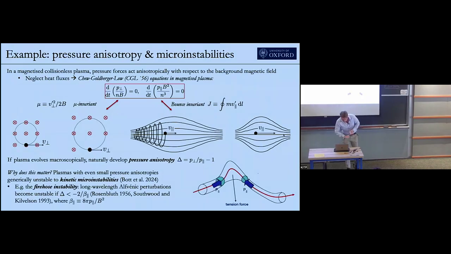One example of these instabilities, probably one of the earliest discovered, is the so-called firehose instability. This is if you have some Alfvénic perturbation. If the pressure anisotropy becomes sufficiently negative, parallel pressure forces can overwhelm restoring Alfvénic forces, and so an Alfvénic perturbation, such as a flux tube like this shown here, will, if it's perturbed, actually grow in amplitude.